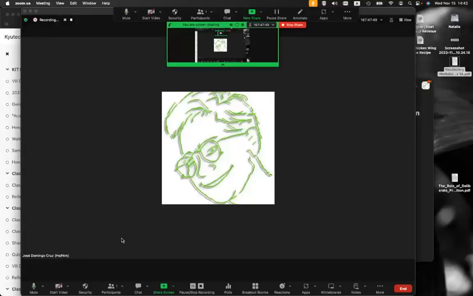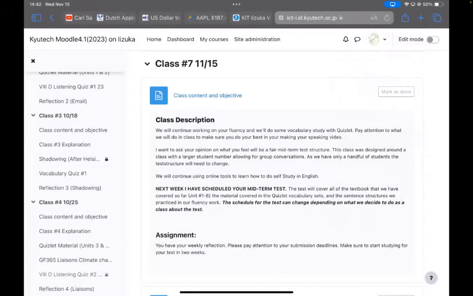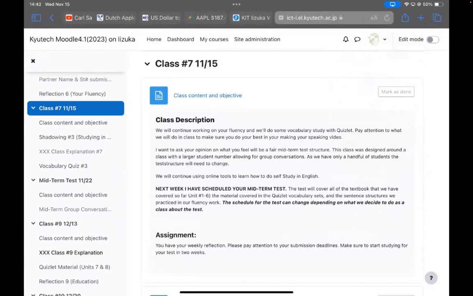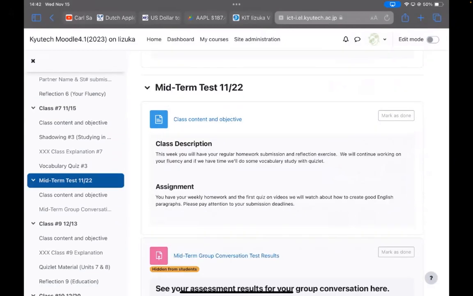There we go. Okay, there are a few important things that we have to do today after we finish this English explanation, which I'll recap in Japanese when we're done. The most important thing is that next week, after this week, is your midterm test.